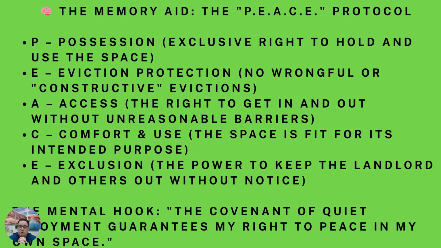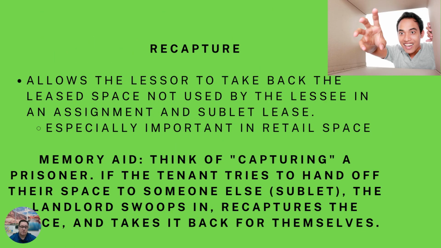Possession, which includes exclusive right to hold and use the space. Eviction protection, you can't do what's known as a constructive eviction by shutting off utilities or locking them out. Access, the right to get in and out without unreasonable barriers. C is the comfort and use, the space is fit for its intended purposes. And then E is exclusion, the power to keep the landlord and others out without notice. And the mental hook on that one is the covenant of quiet enjoyment guarantees my right to peace in my own space.